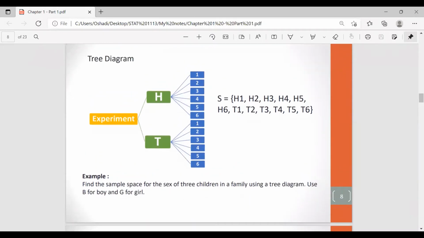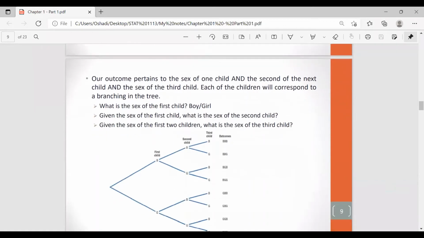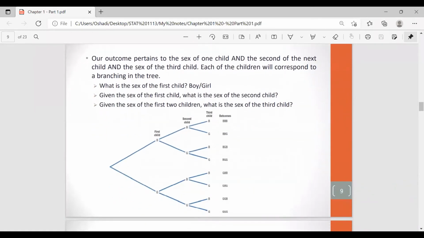Find the sample space for the sex of 3 children in a family using a tree diagram. Use B for boy and G for girl, right? So this is another example in tree diagram. So our outcome pertains to the sex of one child and second of the next child and the sex of the third child. Each of the children will correspond to a branching in a tree, right?